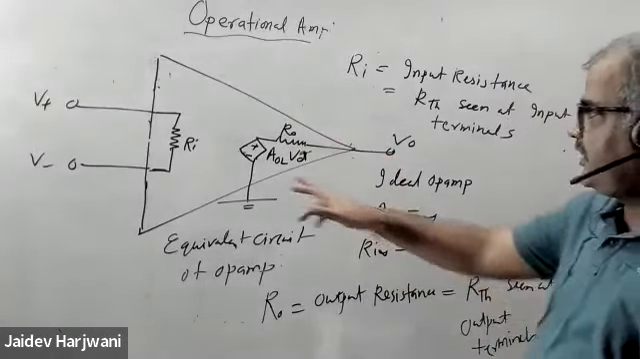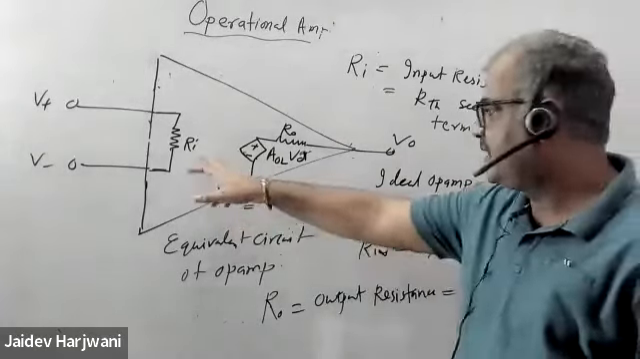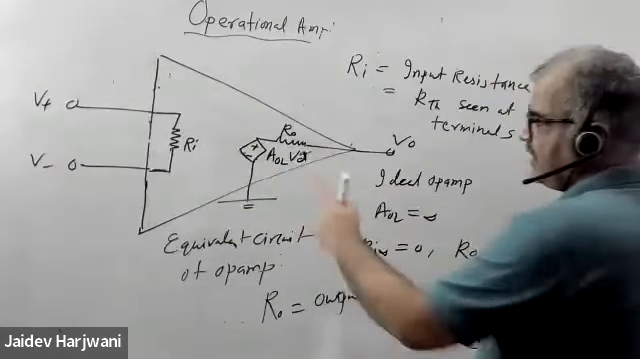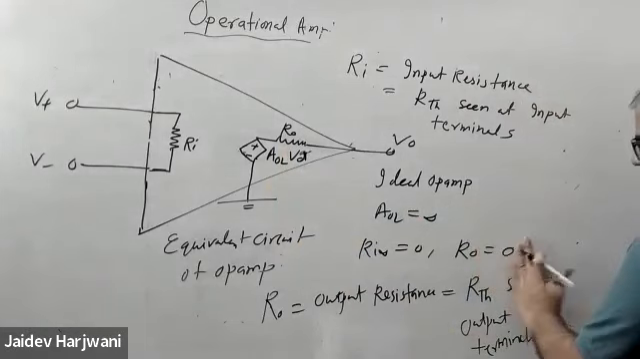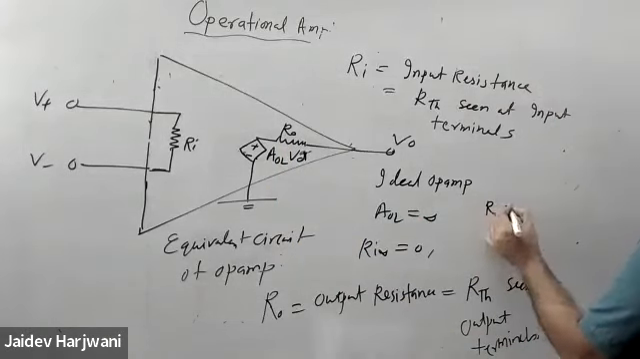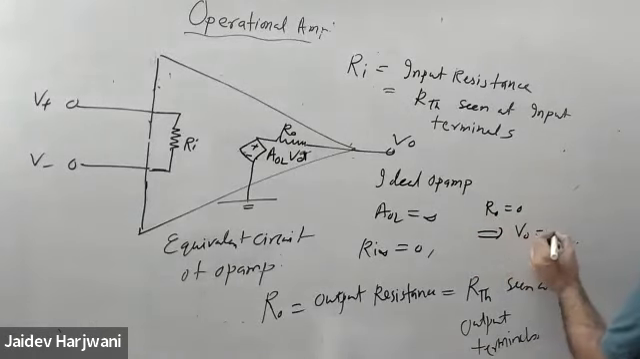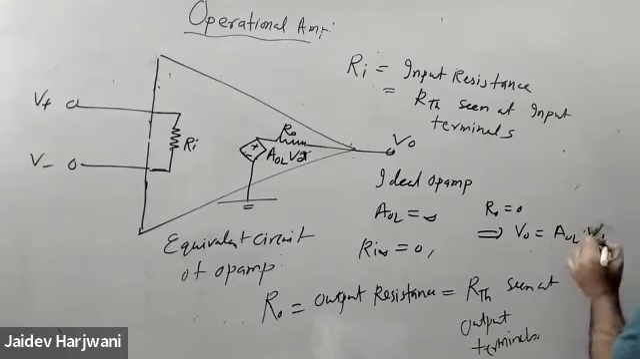So now Ri is infinite here, and R0 is 0. Once I put R0 equal to 0, automatically, what happens? This implies what? V naught equals what? A OL VD.